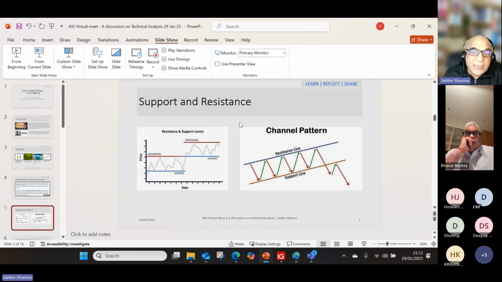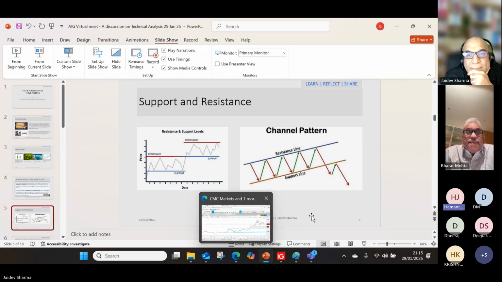When an asset has been in a declining channel for a long time and it breaks these kinds of patterns, then it's a good point for us to start buying, because that's the start of a new trend. And if you join a rising trend in early stages, then you tend to make more money.